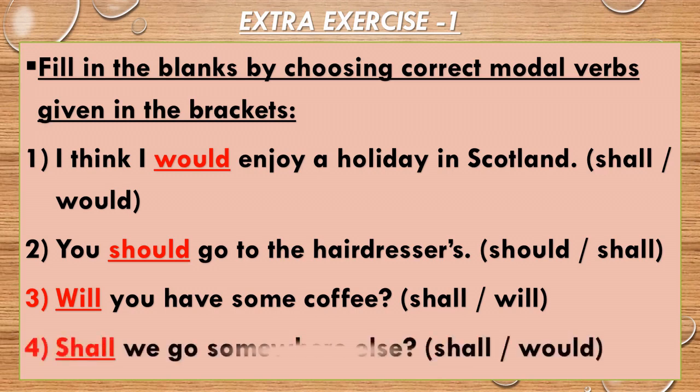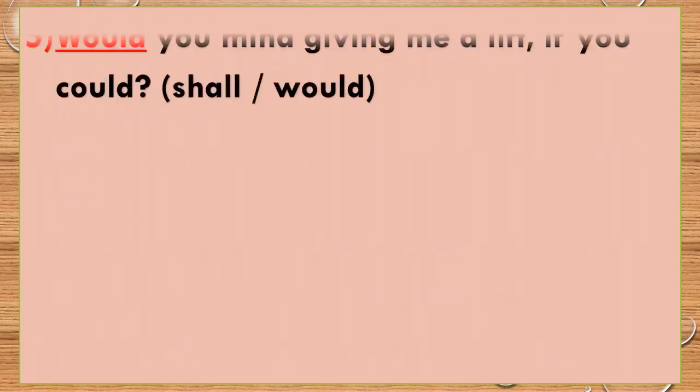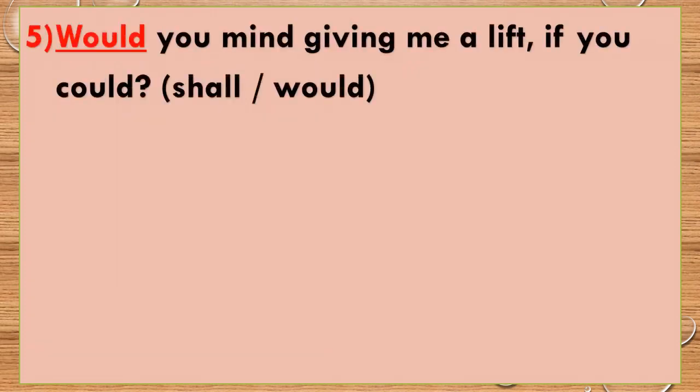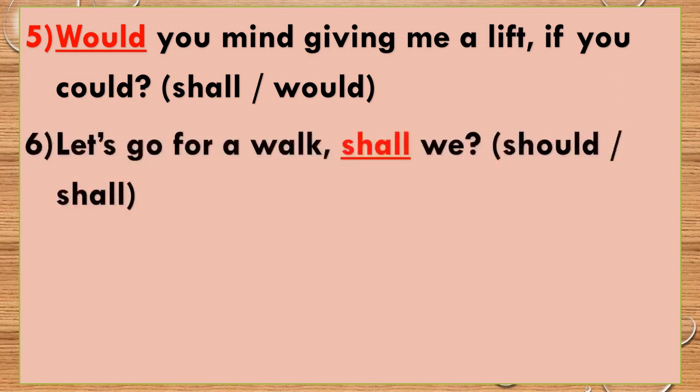Number 4. Dash we go somewhere else. Here, shall is used to give suggestion. Number 5. Dash you mind giving me a lift if you could. Here, would is used to ask people to do things in a polite manner. Number 6. Let's go for a walk, dash we. Here, shall is used to take permission from someone to do something.